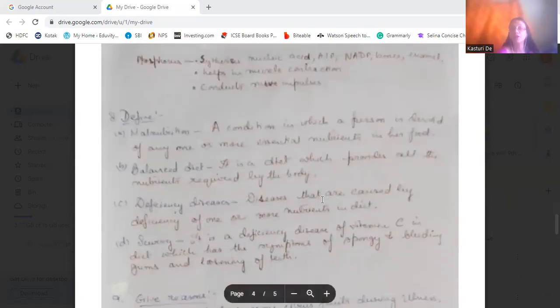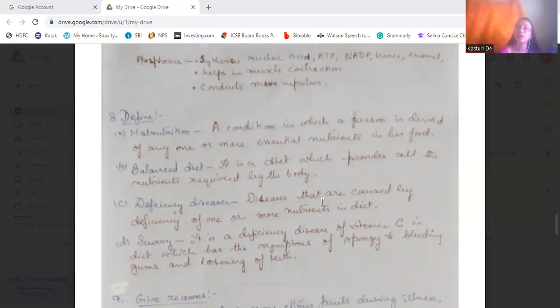Then define malnutrition. Malnutrition is a condition in which a person does not get one or more essential nutrients in his food. If a person does not have one or more essential nutrients in his food, that person is undergoing malnutrition. A balanced diet is a diet which provides a person all the nutrients in required amount.